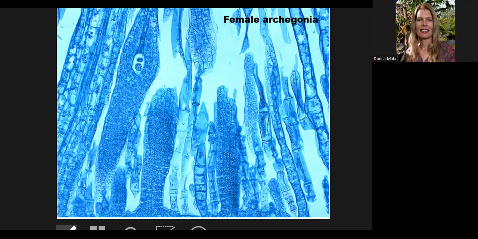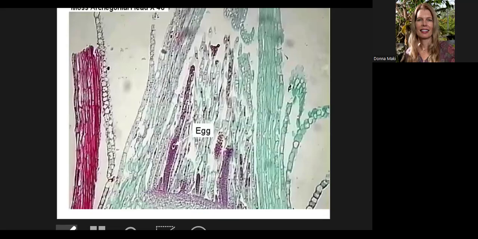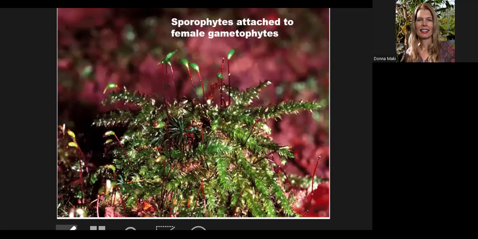This isn't the best slide representation, but this is one that was taken from lab. Most of the archegonia don't have mature eggs in there yet, but here's a better one. Here you can see a little bit better delineation of the egg in that particular archegonium. So if the sperm get there and fertilize that egg and a zygote forms, then you'll get lots of mitosis and the sporophyte starts to emerge.